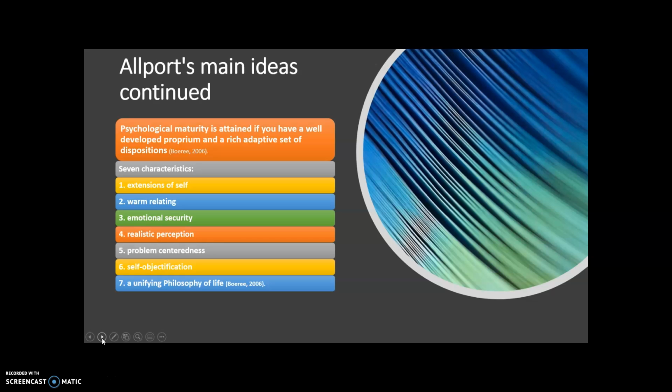To be able to look into yourself and see what you need to work on, or the ability to correct that. And number 7, a unifying philosophy of life, including a particular value orientation and a differentiated religious sentiment and a personalized conscience.